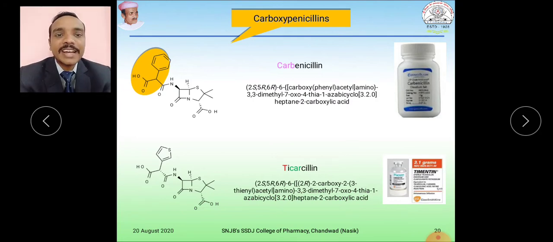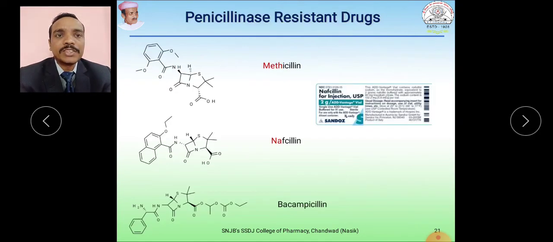Next is ticarcillin. Here you have to replace this benzene ring with thiophene. Now how can you remember this? The T indicates the presence of thiophene, and car indicates the presence of a carboxy group. So here you are getting ticarcillin. The rest is the same. These are the marketed preparations.